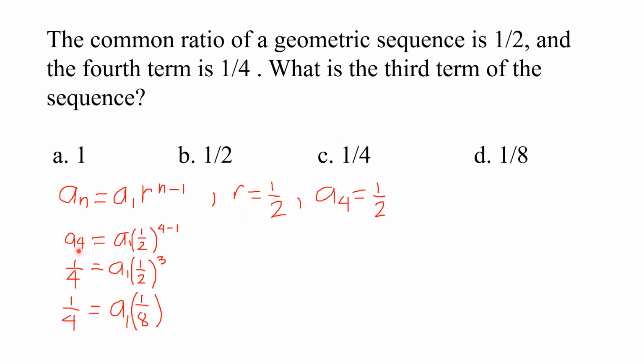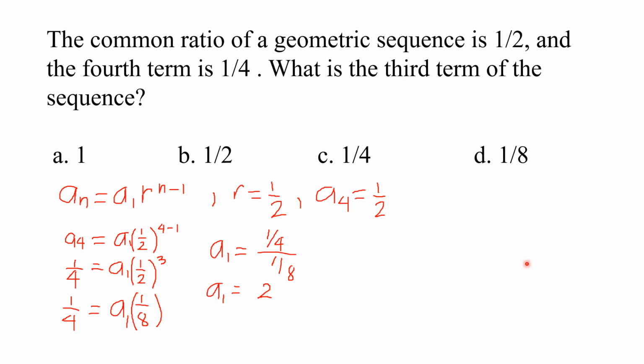So we replace in the given formula: a sub 4 is equivalent to a1 multiplied by the value of r, and then your value of n is 4 minus 1. Then we simplify and then divide. So that is 1/8 divided by 1/8 on both sides. So therefore, the correct answer is 2 for the value of a1.